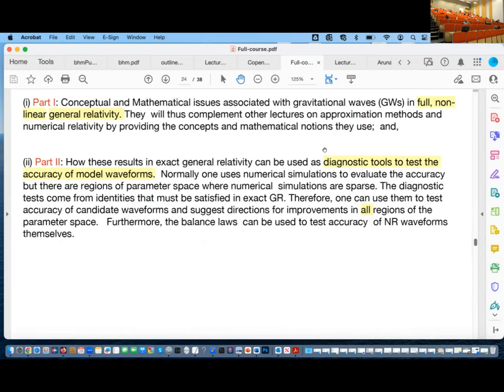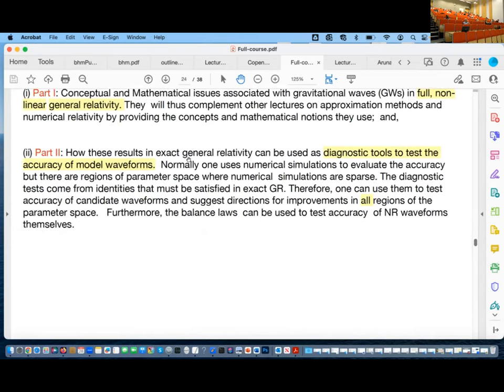And in part two, what we want to see is how results in exact general relativity can be used as diagnostic tools to test the accuracy of waveform models. Now, normally, one uses numerical simulations to evaluate accuracy, but there are regions in the parameter space where numerical simulations are sparse. The diagnostic tests come from identities that must be satisfied in exact general relativity. You see, what one has is all these approximate waveforms, and one would like to know how accurate they are. Now, if we had the exact waveform, we could just compare it with the approximate one and say how accurate it is. But of course, we don't have an exact waveform. And therefore, we need some diagnostic tool.